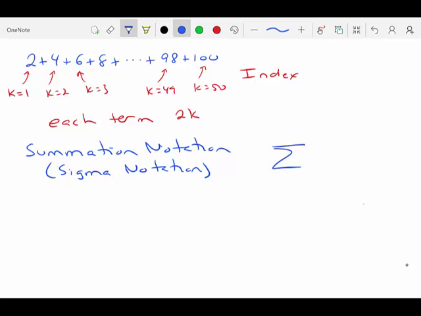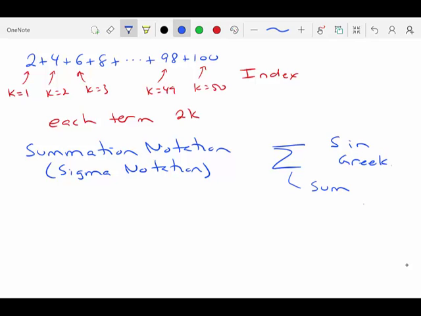So this is a capital S in Greek. And you can be pretty assured that every time that you see this letter, you are going to be adding something up. We use the letter S, which stands for sum. And so whenever you see the Greek letter sigma, we are going to be adding stuff up.